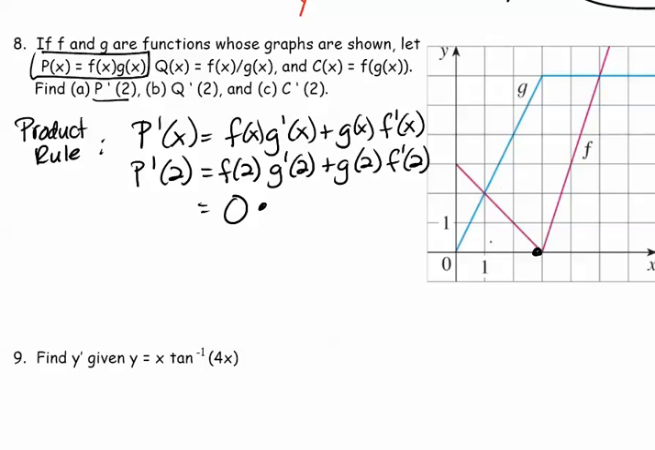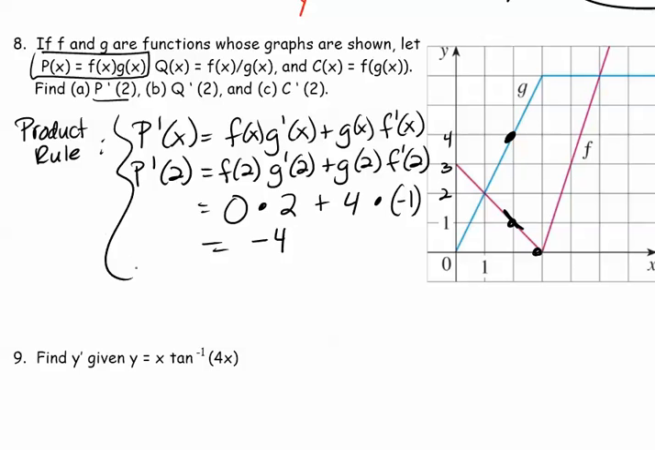But just to make the point here, g prime of 2 would be the slope of this tangent line, and that would happen to be a 2. And then g of 2, I covered it up right there, g of 2, 1, 2, 3, 4, and f prime of 2, look at the tangent line, has a slope of -1. So 0 minus 4. So this is our answer for question A, p prime of 2.